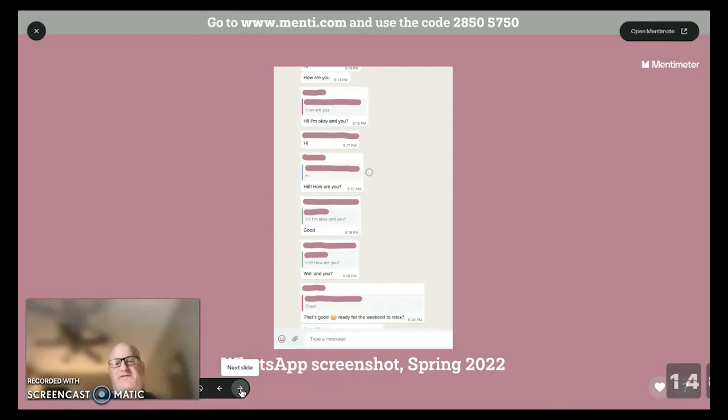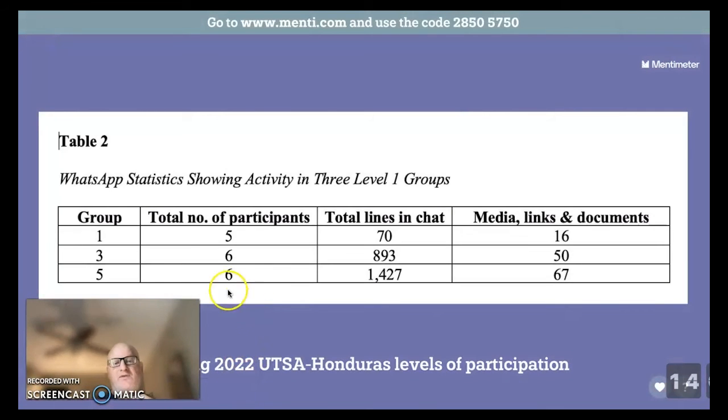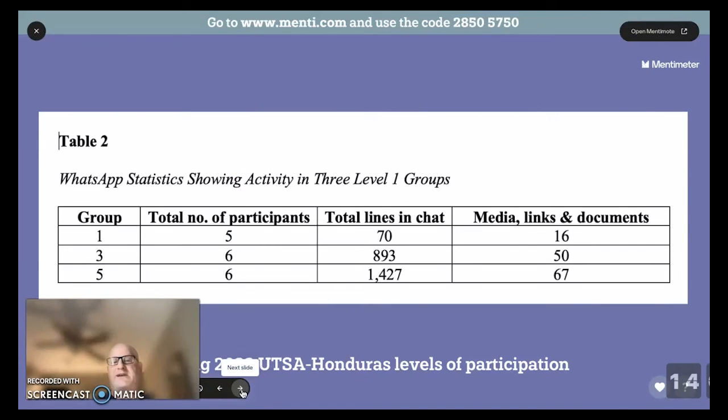So I mentioned the participation figures of these groups. So these are at the two extremes. And group one, which was the first WhatsApp screenshot I showed you, there were 70 lines in the chat in 5 weeks. They exchanged 16 links or documents or media of some kind. Group 5, which was the second screenshot that I showed, there were 1,427 lines in chat. And this is a challenge for instructors because, as I'll get to in just a minute or so, it's quite a lot of pressure to have to respond.